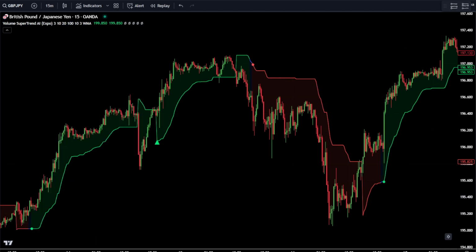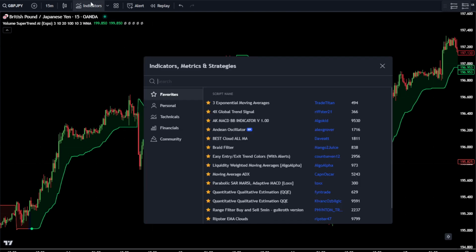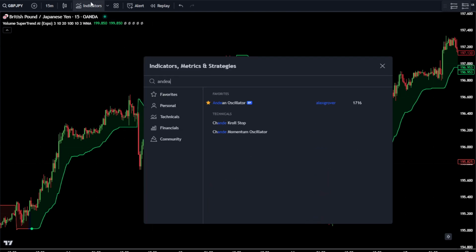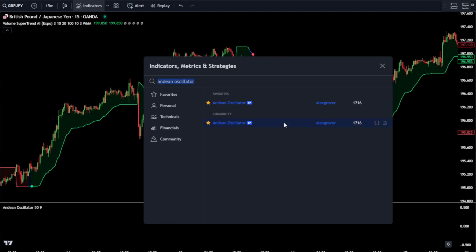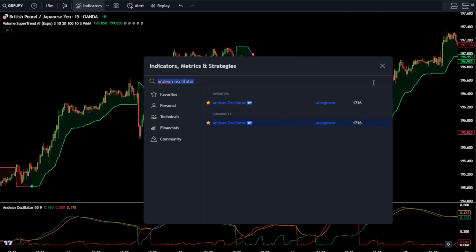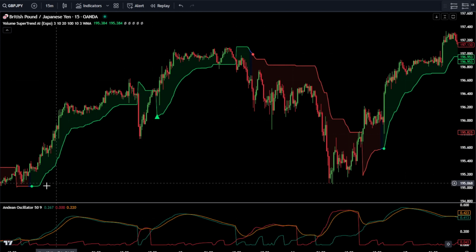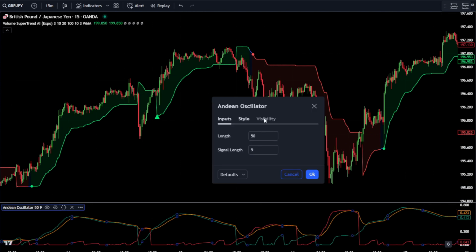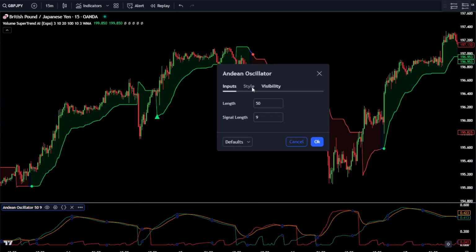Now, let's add the second indicator that will be used as a guide to place orders in the market. Go to the Search Indicator tab and then type Andean Oscillator. Then simply select Andean Oscillator by Alexgrover. Next, enter the settings of the Andean Oscillator indicator. For this indicator, just leave it at the default settings.